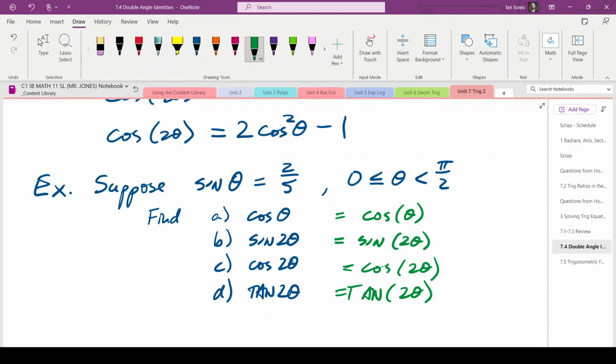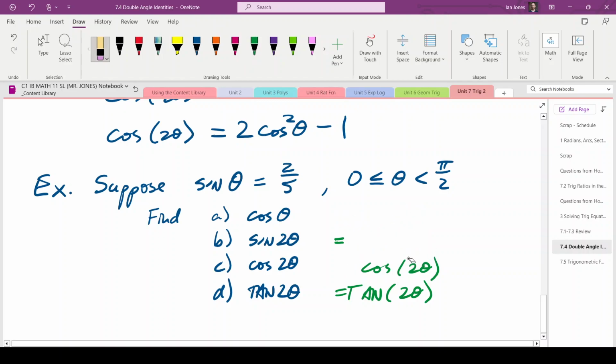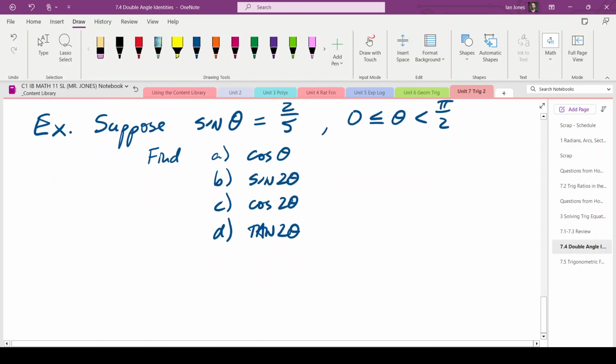So I'm going to find cosine theta in 2 ways. Method 1 is good to know both. It's not necessarily vital to know both, but it's good to know both. Then I'm going to find B, C, and D using identities. So method 1 for cosine theta, I'm going to come back to some of this trig stuff we've been doing.